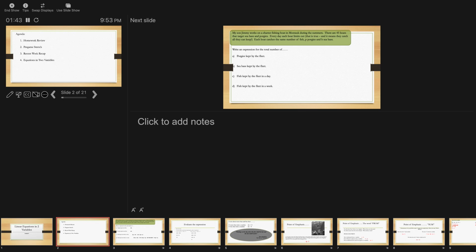Okay, so once we get going on our recent work recap, which is pretty much the longest part of this slideshow, we then talk a little bit about some new stuff with equations in two variables. So again, stop and start. You start this, then I'll give you the correct answers.